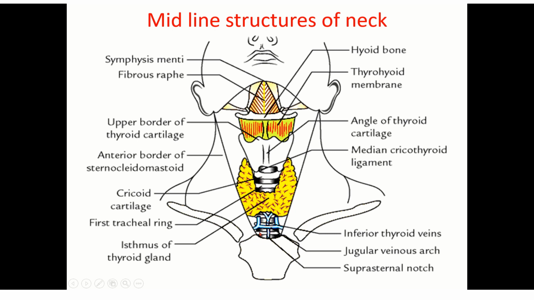And then you can see this is the suprasternal space of Burns, where you are seeing the jugular venous arch connecting the two anterior jugular veins. And this is the suprasternal notch. So these are the midline structures of the neck.